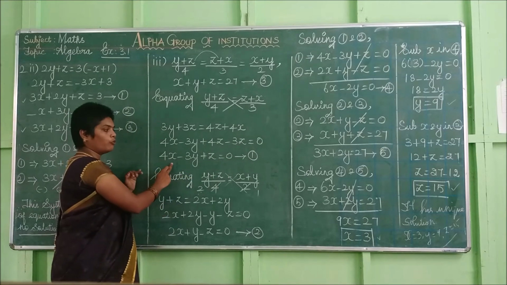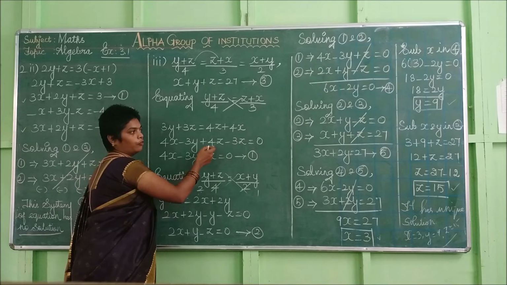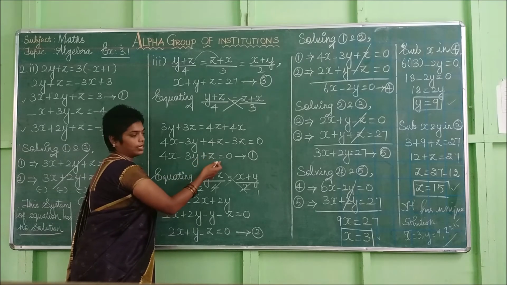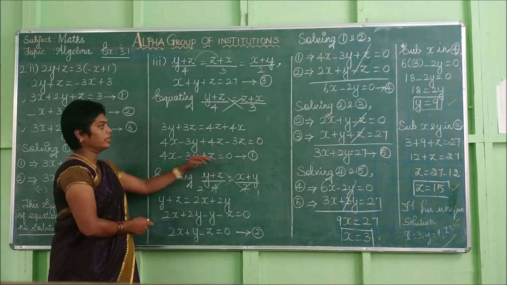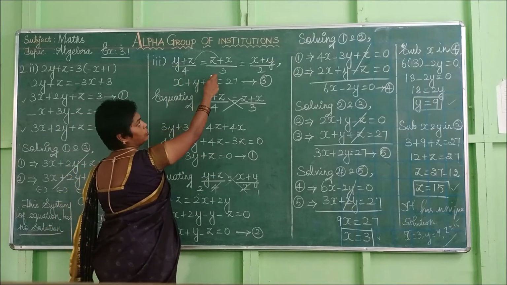So then listen, 4x minus 3y, 4z minus 3z, 4 minus 3 is 1, so z, which is equal to 0. Now take this equation as 1. Now we have equated first and second.